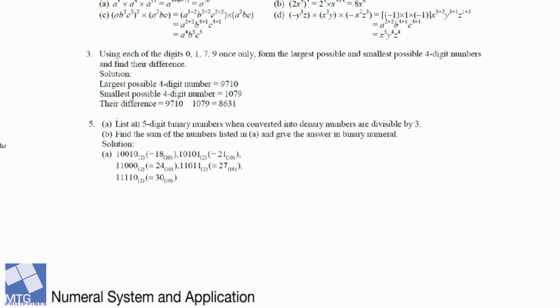Next, we have 10101 base 2. In base 10, this is 21. Next, we have 11000 base 2. In base 10, this is 24. Next, we have 11011 base 2. In base 10, this is 27. Then last, we have 11110 base 2. In base 10, this is 30.